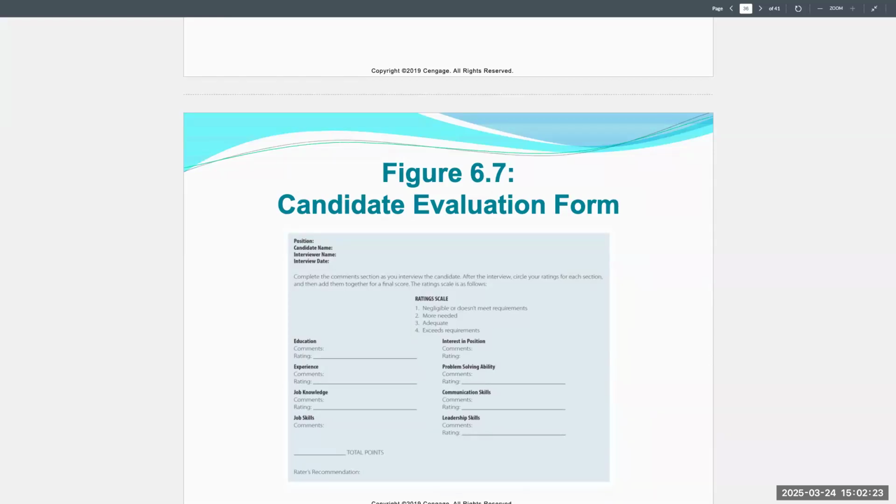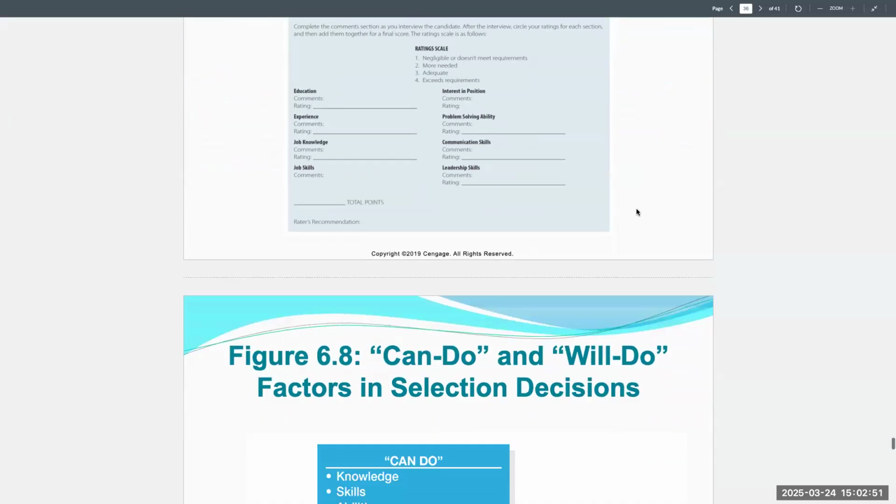So, the candidate evaluation form. This figure is an example of a structured evaluation form, and it includes ratings for both hard and soft skills: education, job knowledge, communication skills, leadership abilities, and more. If you notice, there is an emphasis on both quantitative and qualitative comments. Numbers alone can give you a false sense of objectivity. They are not really good on their own. They need more of the qualitative as well.